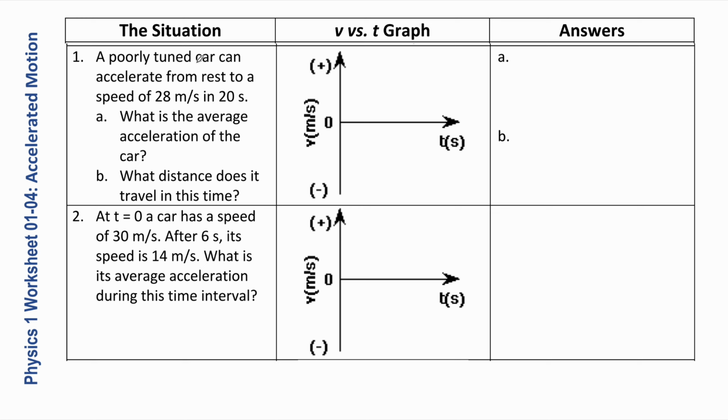A poorly tuned car can accelerate from rest to a speed of 28 meters per second in 20 seconds. Rest means it starts out at 0. And since we're making a velocity versus time graph, after 20 seconds, it's going to be going 28 meters per second. So I'm just going to create some arbitrary marks on here. Try to draw as straight as I can. So after 20 seconds, it's going to be going 28 meters per second.